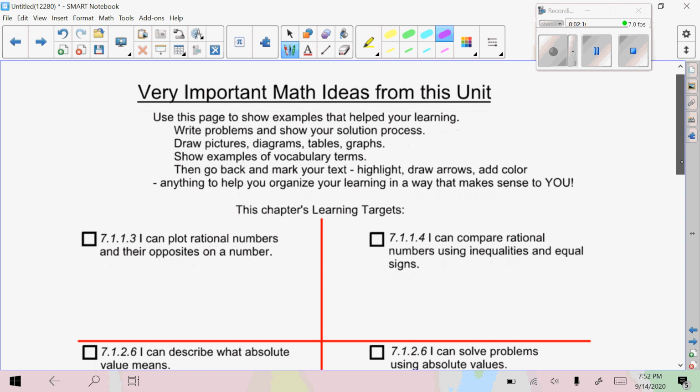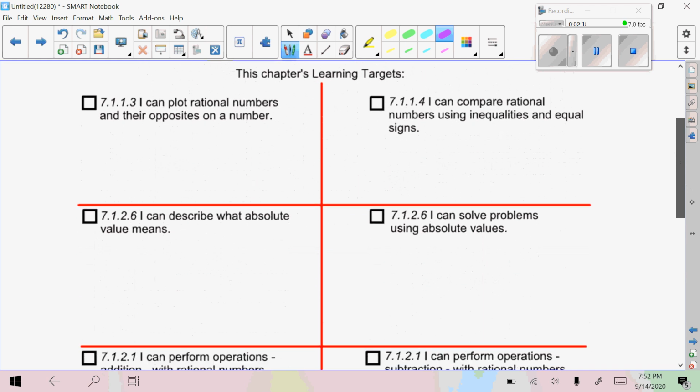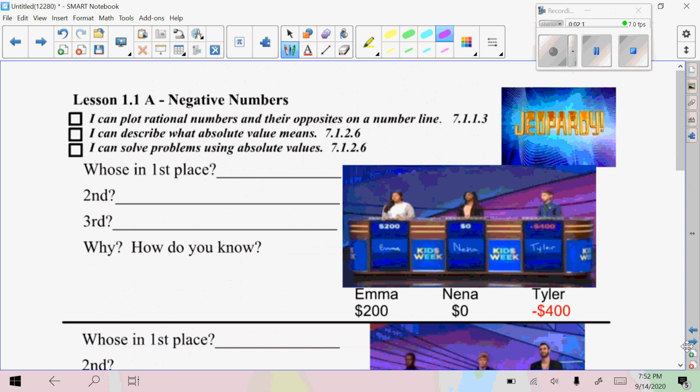These are the important ideas from this unit that you are going to be tested on. And let's start by doing this. So in the game of Jeopardy, people get points for getting questions right, and those points are dollars. And whoever has the most money at the end wins. So in each of these pictures is a part of a game. So go ahead and fill in who you think is in first, second, third, and how did you know that?